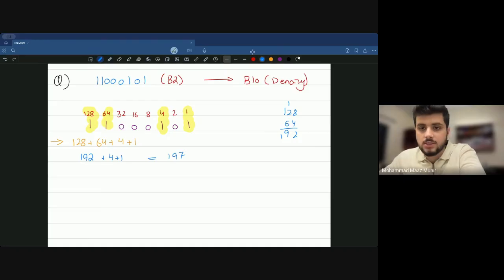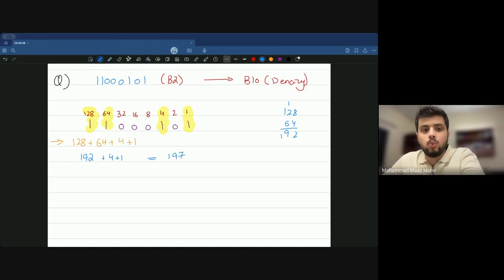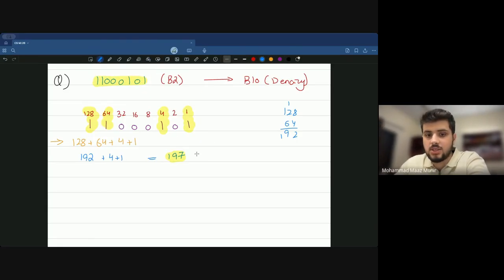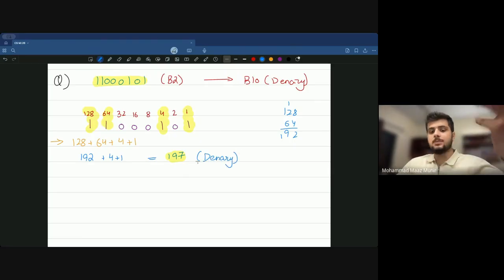Which is the exact answer Moise told us. So kudos to Moise. Yeah, you got the right answer, bro. So really great to know. So now this specific binary, 11000101, has a denary value of 197. So this is denary. And now these are the exact steps you're going to be following.